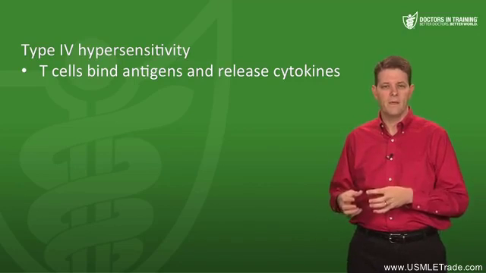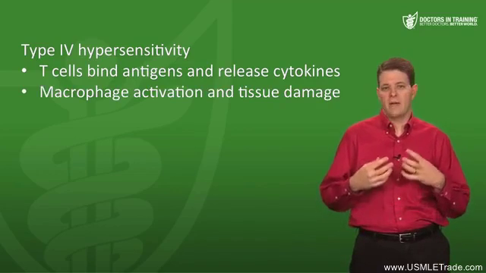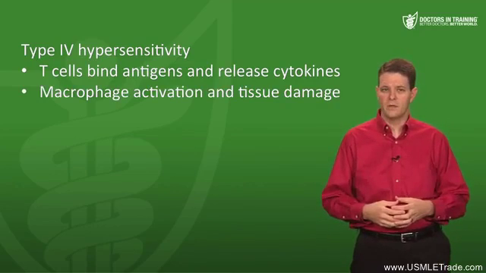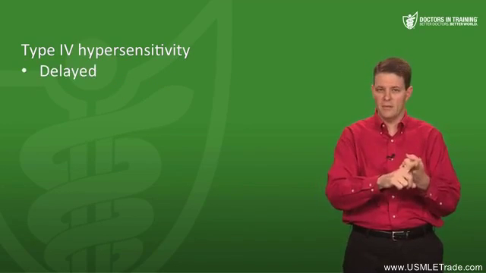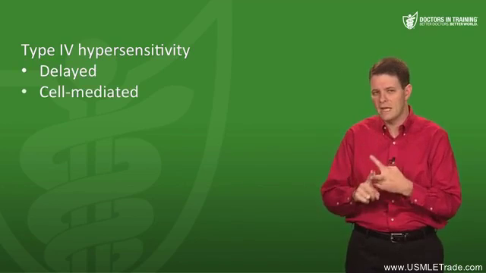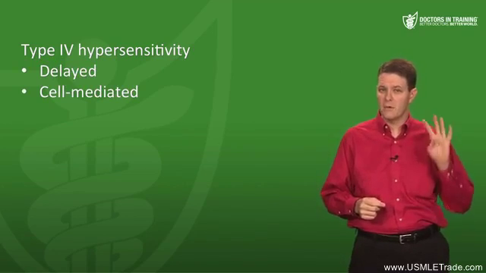And then type 4 hypersensitivity is T cell mediated. Now, there may be some antibodies involved, but ultimately it's caused by T cells. So T cells bind to antigens, and then they release cytokines like IL-2 and interferon gamma, and that activates macrophages that cause the tissue damage. Now, the two buzzwords I want you to remember with type 4 hypersensitivity are delayed hypersensitivity and cell-mediated hypersensitivity. So whenever you hear delayed hypersensitivity, I want you to think type 4.